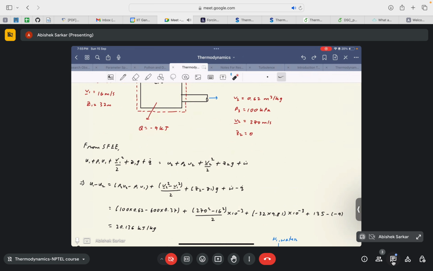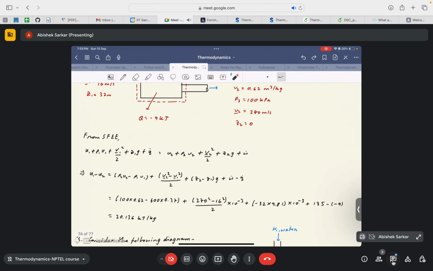So I want U1 minus U2, right? To know whether the internal energy increases or decreases, we need to find the difference between the final internal energy and the initial internal energy. So I take U2 on the left hand side and all these terms on the right hand side. You get U1 minus U2 as P2V2 minus P1V1 plus (V2² minus V1²)/2 plus (Z2 minus Z1)g plus W dot minus Q dot.